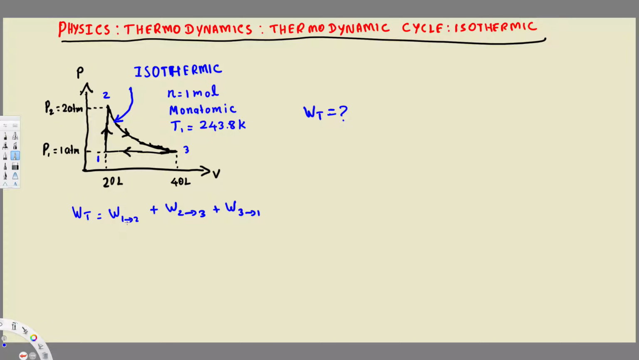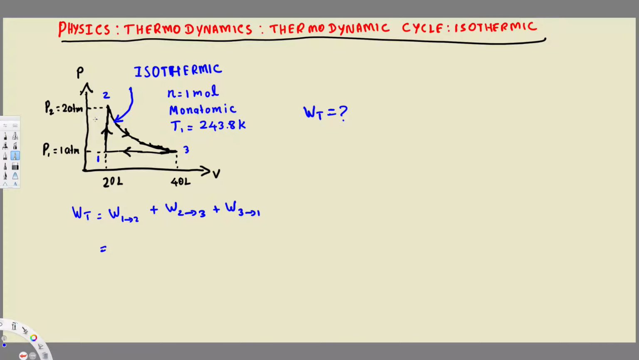So let's look at what happens in W1 to 2. If you look at this one, this is an isochoric process because volume is constant. In both case 1 and 2, it's 20 liters, right? So whenever volume is constant, the work is always 0. That's a generic thing.